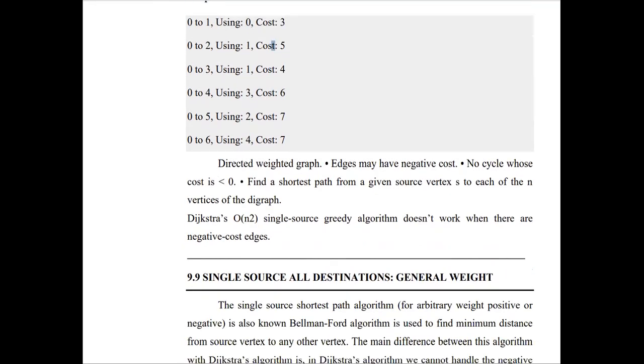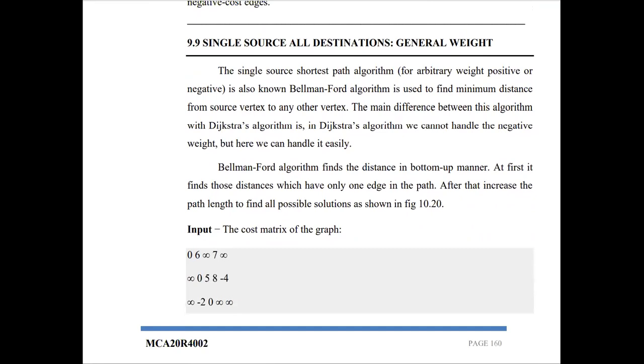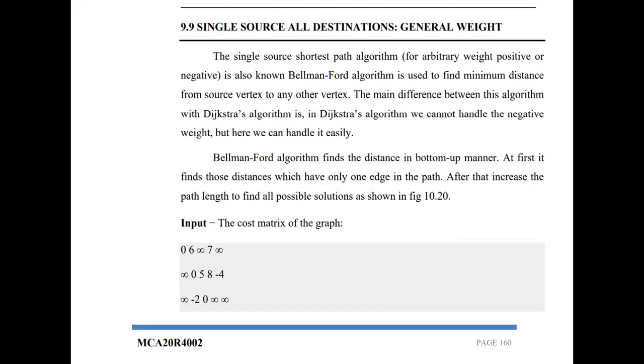Then the next topic is single source, all destination, general weight. This topic is also known as the Bellman-Ford algorithm, which is also used to find the minimum distance from the source vertex to any other vertices. The main difference from Dijkstra's algorithm is that Dijkstra's cannot handle negative weights. So the Bellman-Ford algorithm can easily handle negative weights.